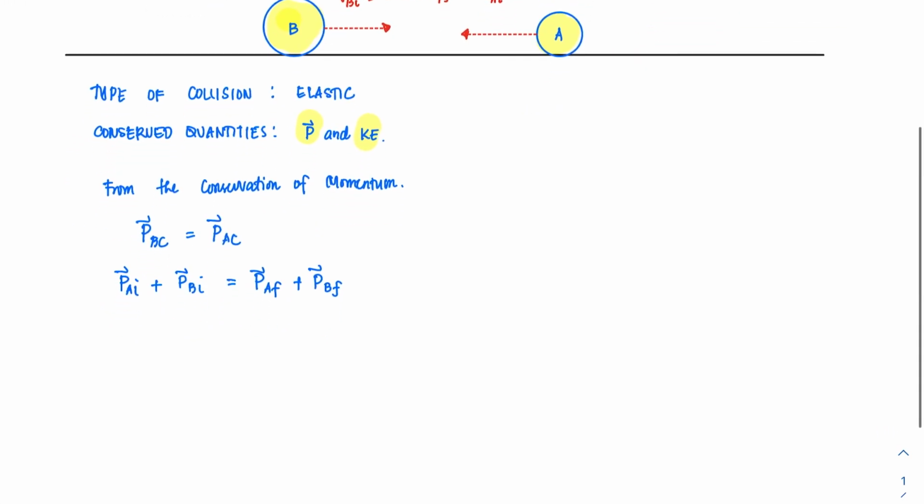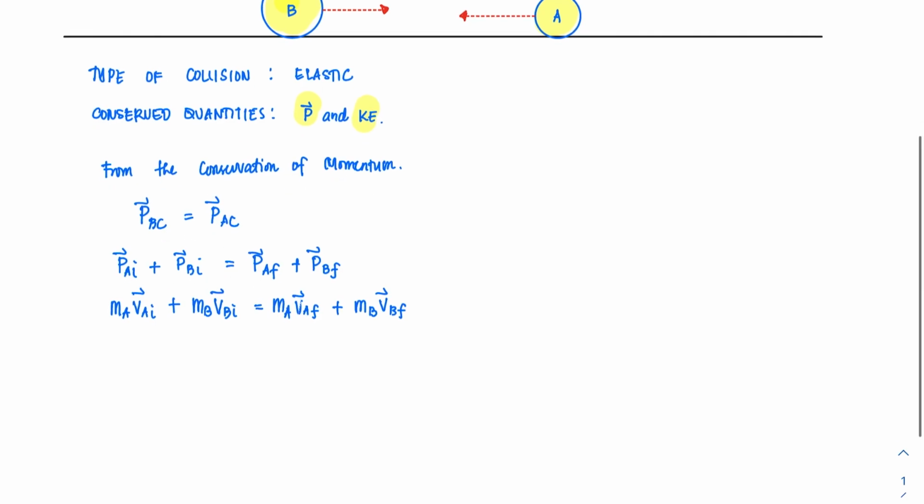Alright, so we already know the equation of momentum, and that is just mv. So I'm just going to break this down into its equation. PAi is mass A times VAi, plus PBi is mass B times VBi. So you have to be very careful with the notation so that it will not be interchanged. Now for PAf, or momentum of A final, that is mass of A times velocity of A final, plus for PBf, that is mass of B, M sub B, times VBf, the final velocity of B.